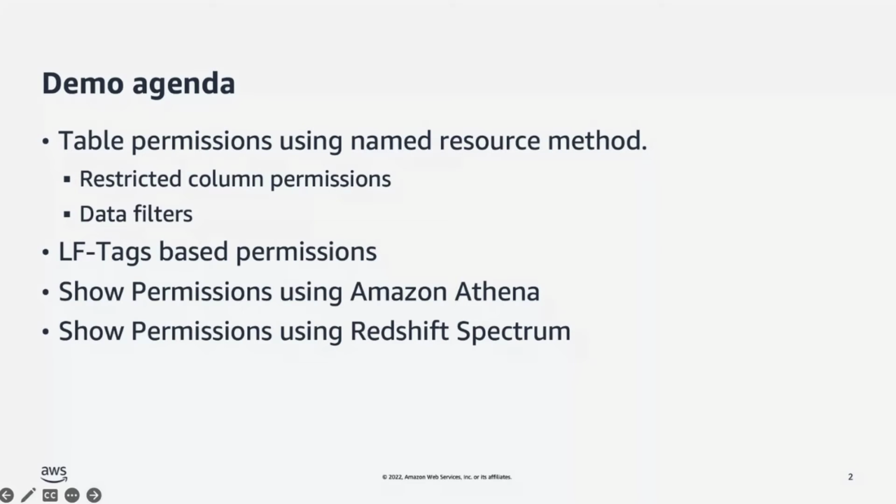And I'll be showing you two ways in which we can share these database and table access to individual IAM users. One is using the named resource method, and the second one is using the LF tags based permissions. In the named resource method, I'm going to show you how to provide a restricted column access on a table, as well as how to create and use data filters on one of those tables and share it with different users. I'm going to show you how these permissions are granted and how the tables are accessed using Amazon Athena. And second, I'm going to show you how Redshift Spectrum works.